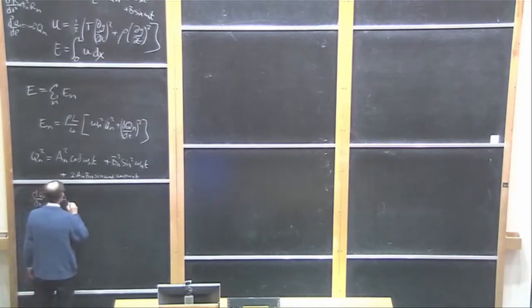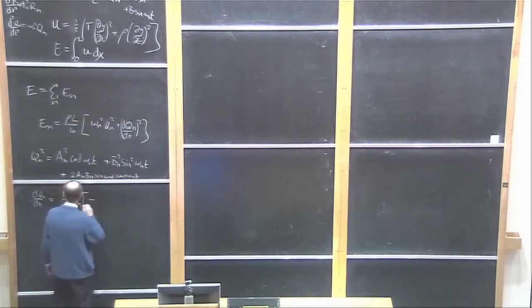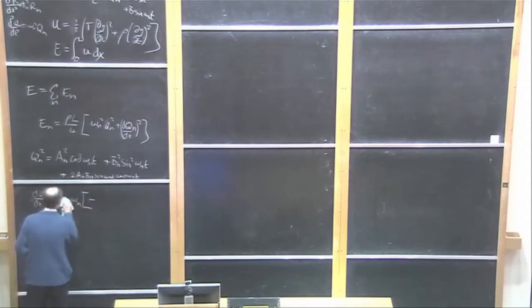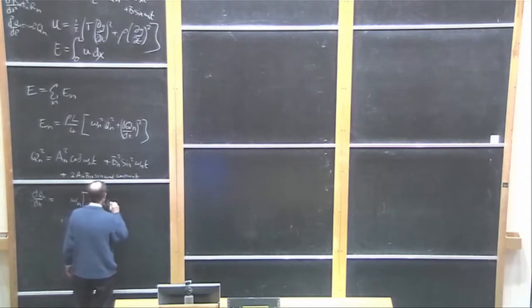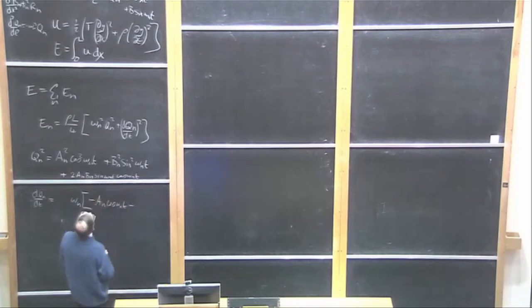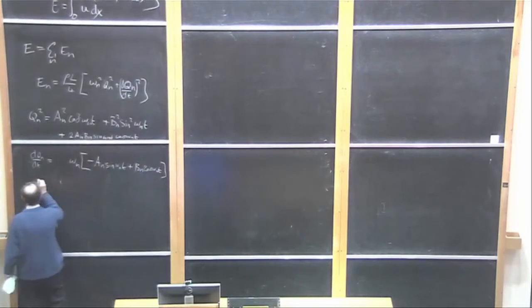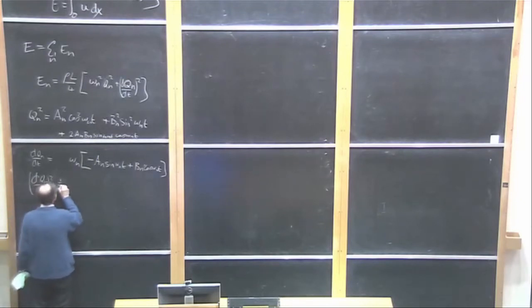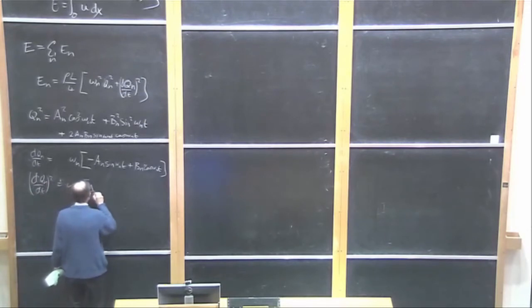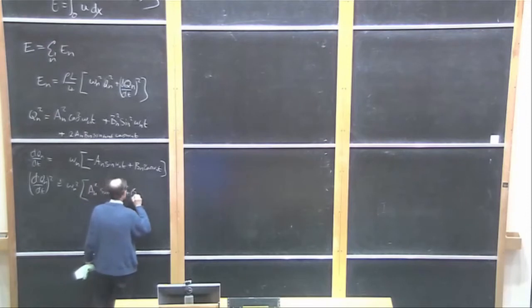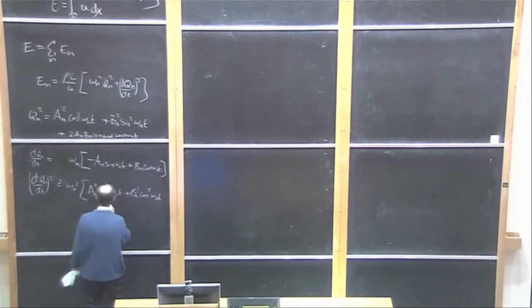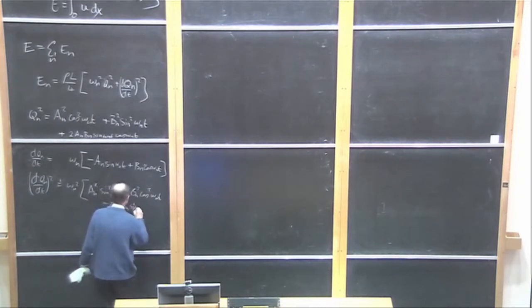and the dQn by dt is omega n multiplied by minus An sine omega n t plus Bn cos omega n t. And so dQn by dt squared is omega n squared into An squared sine squared omega n t plus Bn squared cos squared omega n t minus 2 An Bn sine omega n t cos omega n t.